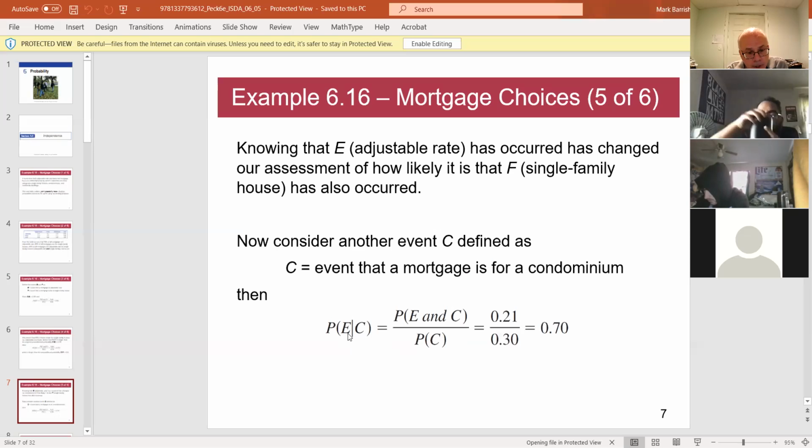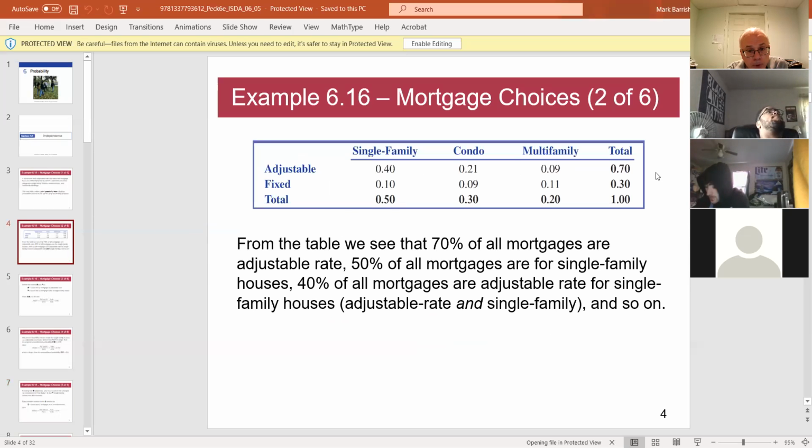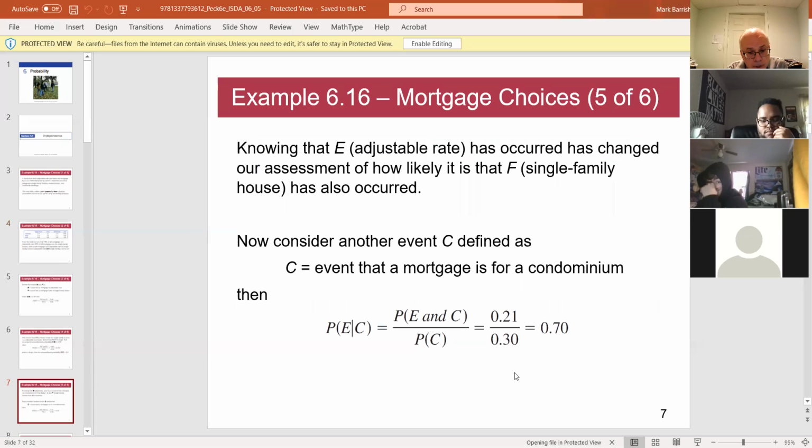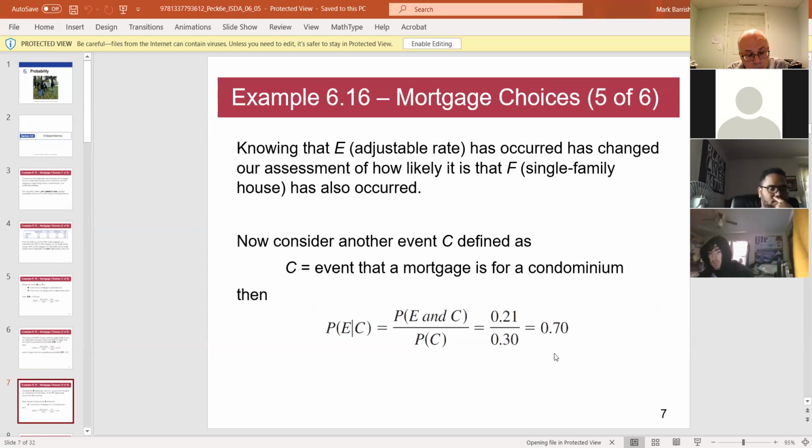What is the probability of an adjustable rate mortgage again? Let's go back. 0.7. All right, take a look at this. 0.7. Did the knowledge of it being a condo change that probability? What's the answer? Yes or no? Did it change it? No. So are events E and C independent or dependent?